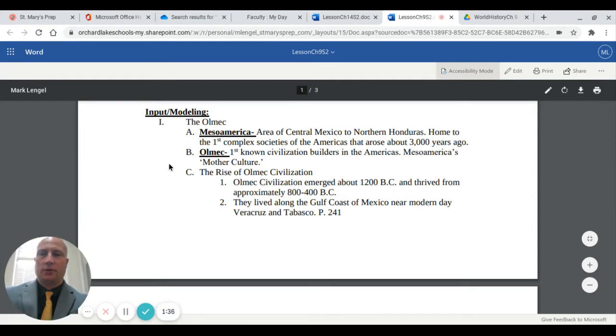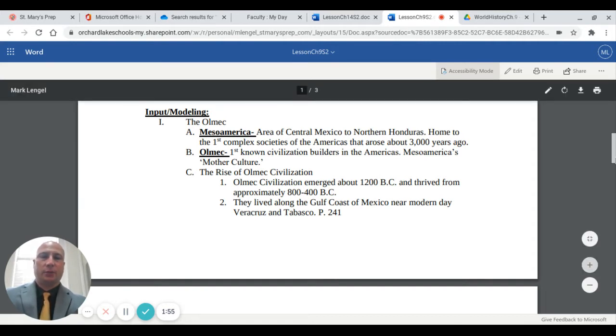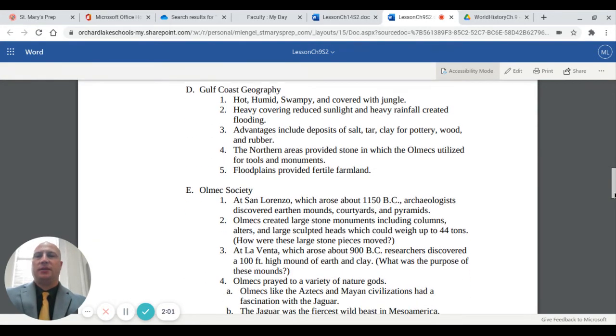Okay, let's talk about the rise of Olmec civilization. It came into play about 1200 BC, and it thrived or was most prosperous between 800 and 400 BC. They generally lived where I showed you along the Gulf Coast of Mexico near the modern-day cities or regions of Veracruz and Tabasco. If you're wanting further reference, that is in your textbook. It's on page 241. Capital D talks about the geographic elements and the environment of this region. It's extremely hot, humid, swampy, and it's generally covered with jungle. The heavy jungle covering reduces sunlight, and therefore heavy rainfall could create flooding.